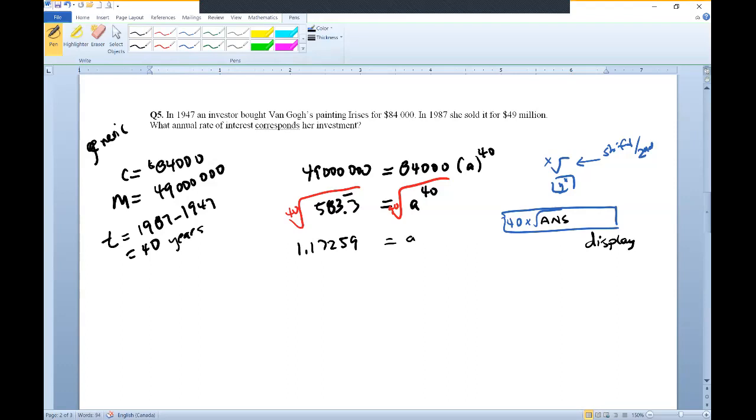Now, it says, what is the annual rate of interest corresponding to your investment? Some students, again, we haven't really talked about the financial math, but we subtract 100%, or the 1. So it's 1.17259 subtracted by 1, and it keeps on going, right? So it's approximately 0.1726, which is a pretty good answer. And so the growth rate, or the annual interest rate, since it's a decimal, is 17.259%.